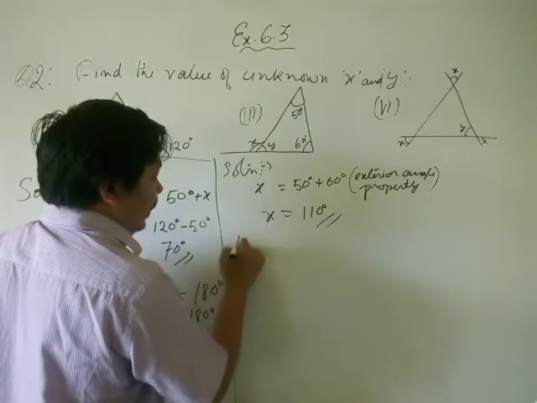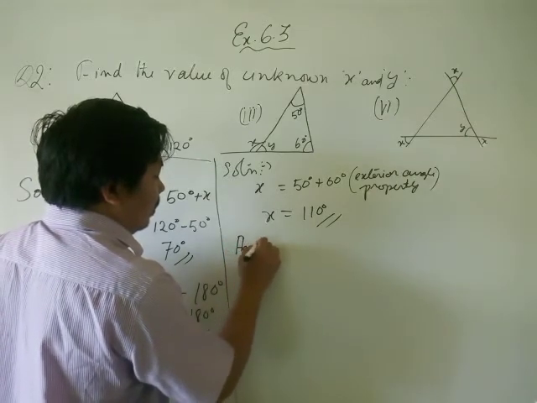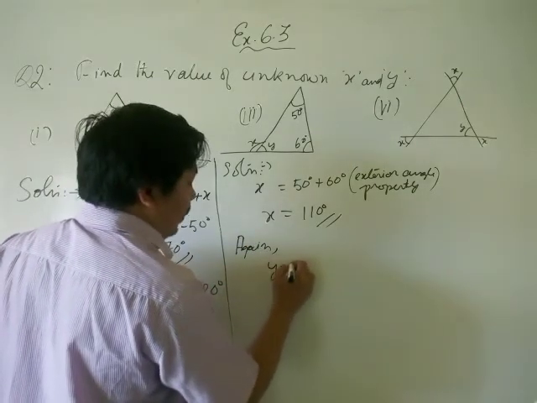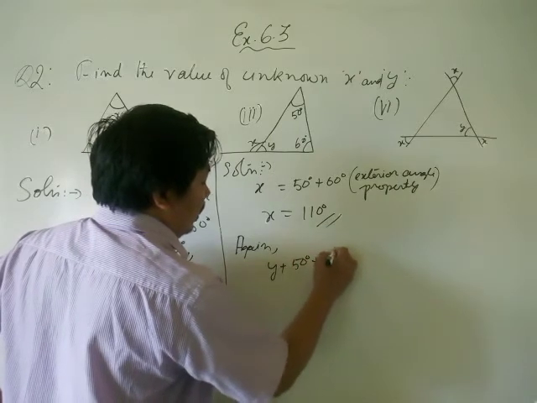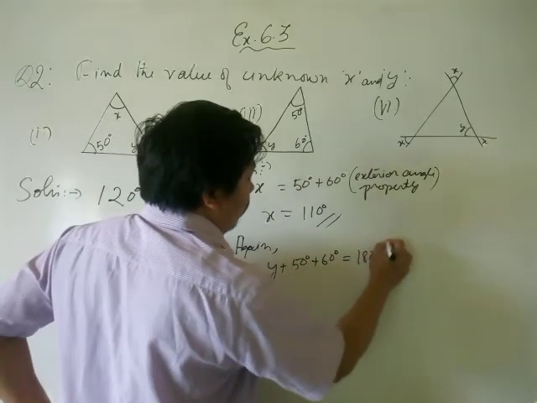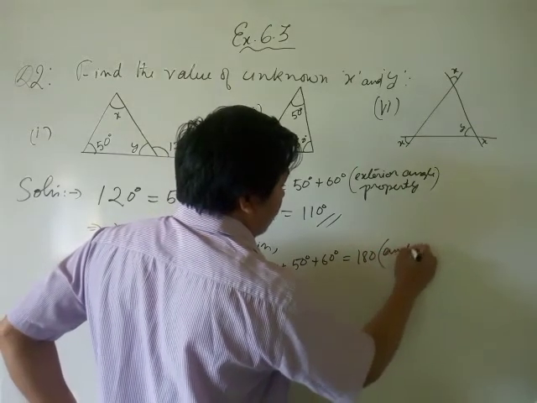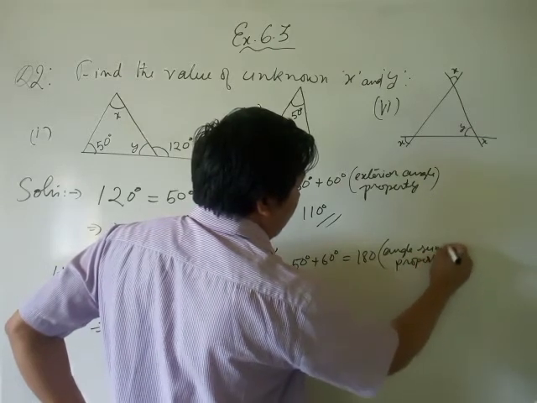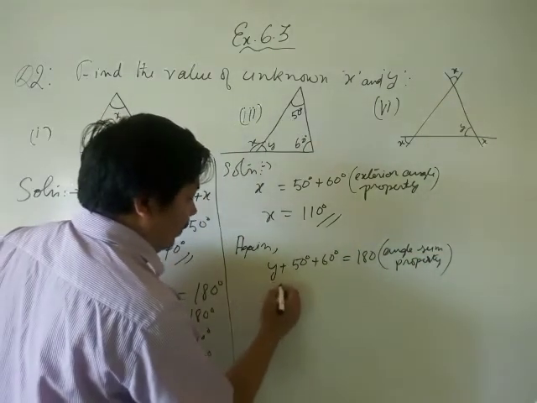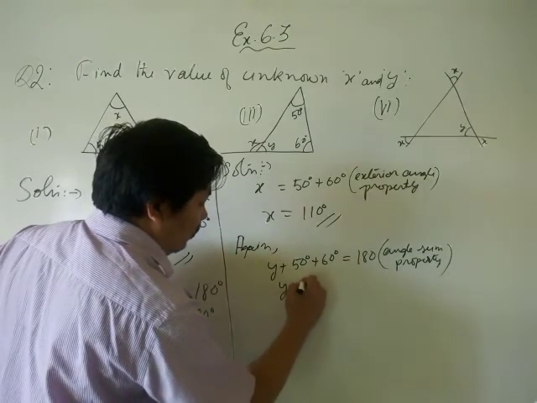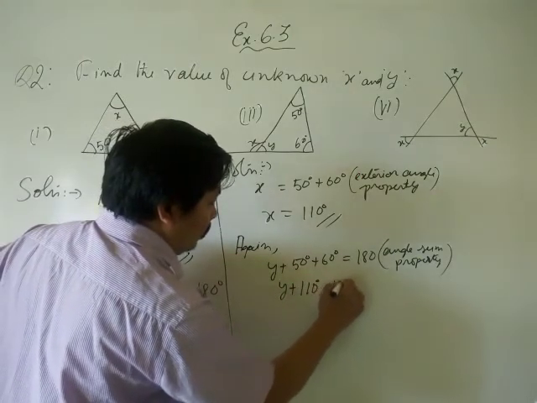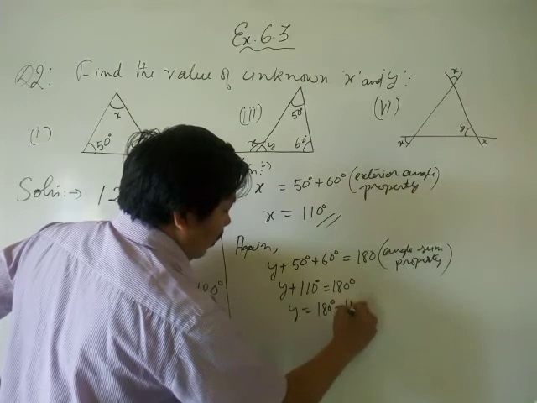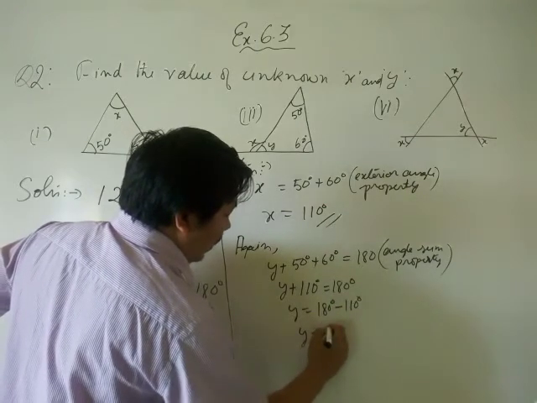How do we find out the y? Again, you can just think that y plus 50 plus 60 equal to 180 degree. Who said this? Angle sum property of a triangle, isn't it? Then we have here y plus 110 degree is equal to 180 degree, and y is equal to 180 degree minus 110 degree. That means y is equal to again 70 degree.